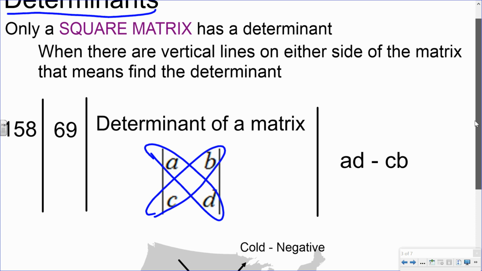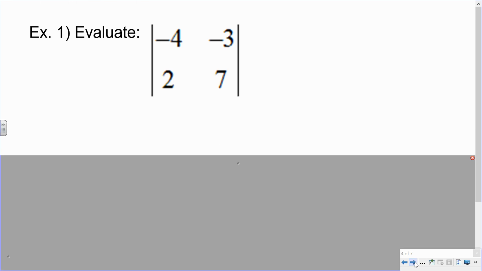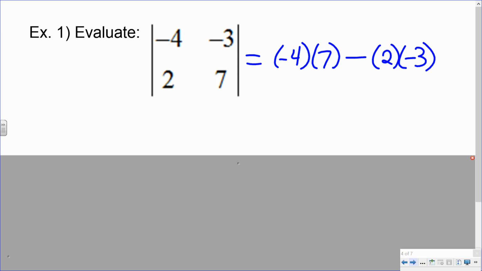So let's try a couple of examples. First one, we have to go top left to bottom right, which means we need to take the -4 times the 7, and then we need to subtract the second diagonal. The second diagonal, bottom left, top right, is going to be 2 times -3. So what do I have? -28 minus a -6 becomes a +6, so that we have how much?